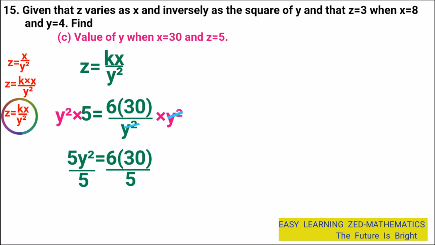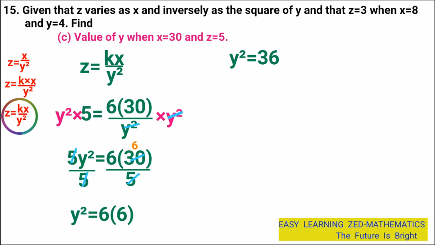So 5y squared divided by 5. That means 5 down and 5 on top will cancel each other, leaving us with y squared, which is equal to, and then 5 down here is cancelled, then 5 into 30 goes 6 times, then I'm going to remain with this 6 multiplied by 6. Then next I need to find the value of 6 by 6, so y squared is equal to 6 by 6 will give us 36.